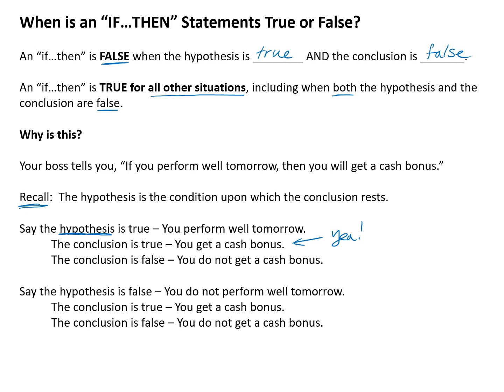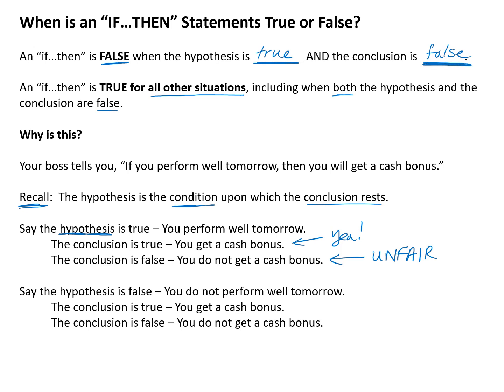But if the conclusion is false, you don't get a cash bonus, you are very unhappy. You would say this is unfair, you'd be upset at your boss, you'd be going to the union if you have a union, saying, my boss told me that if I performed well tomorrow, I would get a cash bonus. The condition was met, but the conclusion did not follow suit. So when you have a true hypothesis and the conclusion doesn't follow as also being true, that's when the entire statement is false. This is when you'd have a false statement in an if-then: if the hypothesis is true and the conclusion is false.